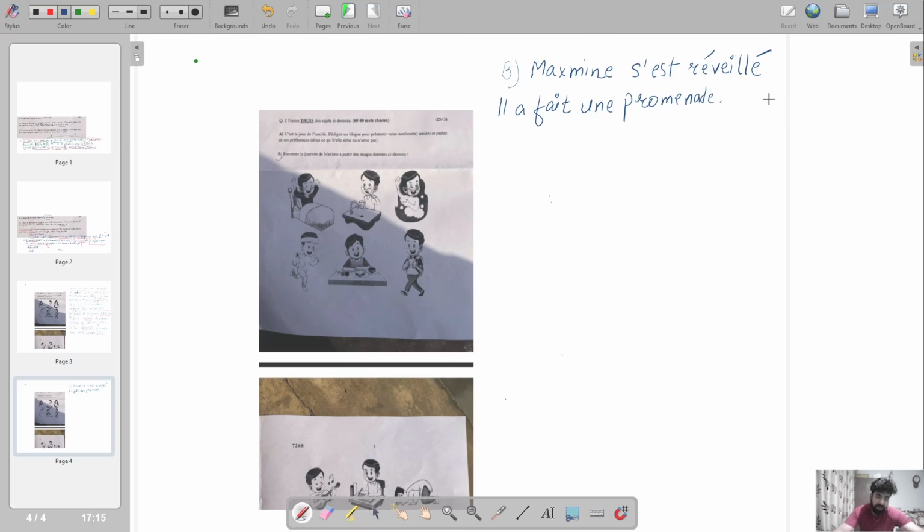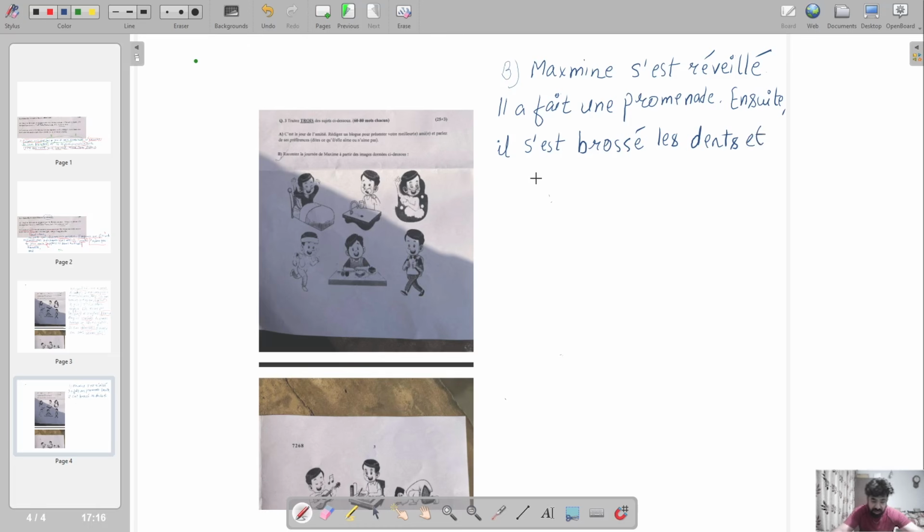Then I have to say he came back. So I'll say ensuite. Ensuite means then. Then I'll say he brushed his teeth, il s'est brossé les dents. So basically, he brushed his teeth, and after brushing his teeth, he actually had something.